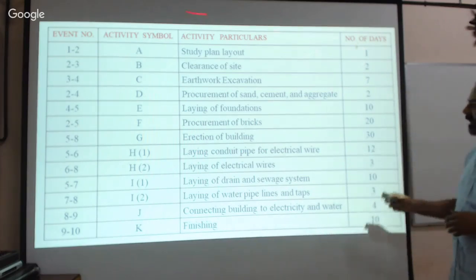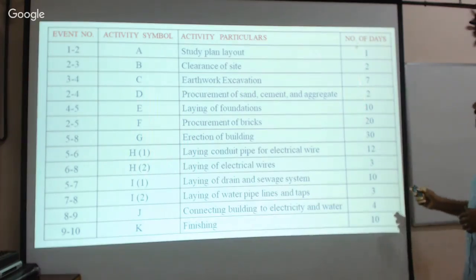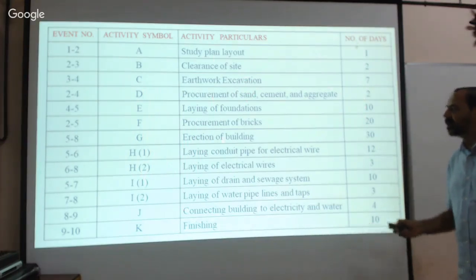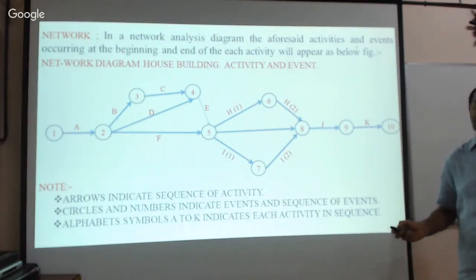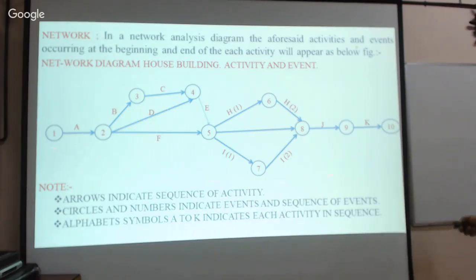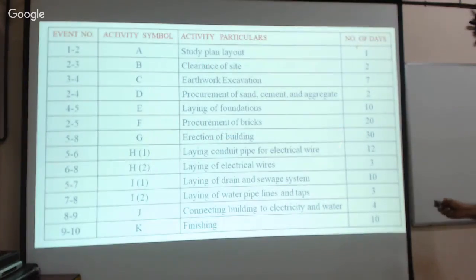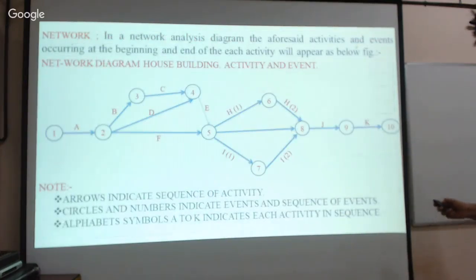Now, using all this data, let us see how to construct this. In the last class we discussed it. Now I'm showing you how to do this. This is the output of the network diagram for the given data. Now, let us see how we have done this, how we have drawn this network diagram. Remember this, note down once again.